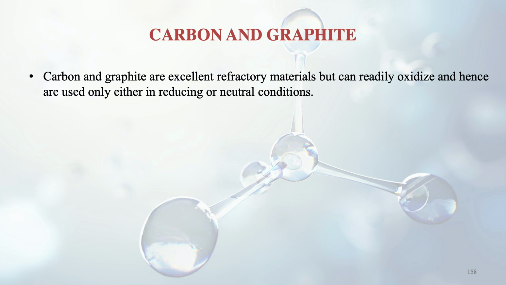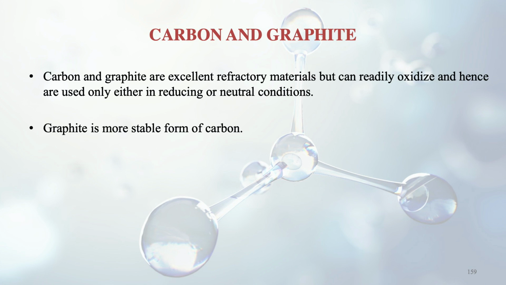So one more thing that we are going to discuss in today's session is carbon and graphite. Carbon and graphite are also very excellent refractory materials, and the drawback is that they can readily oxidize. Hence they are used only in reducing or neutral conditions. So if we are using carbon and graphite, then only a neutral or reducing condition can be there. An oxidizing atmosphere cannot be there.